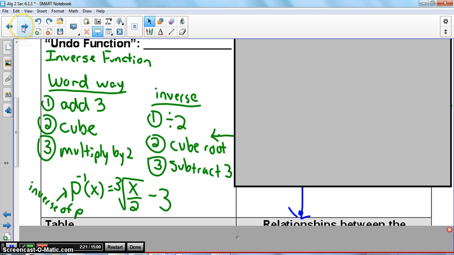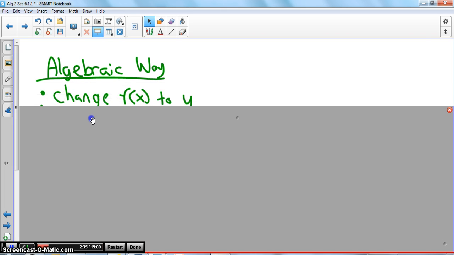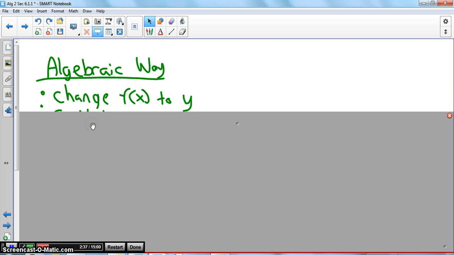The other way that we can find inverse equations is the algebraic way. So for this example, I do want you to write down both ways, but when you do the examples on your own, you can choose either the word way or the algebraic way. So when we do the algebraic way, first thing you want to do is change the f of x or the p of x to y. In this case, it would be p of x.